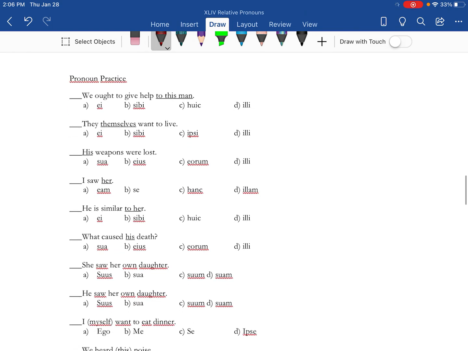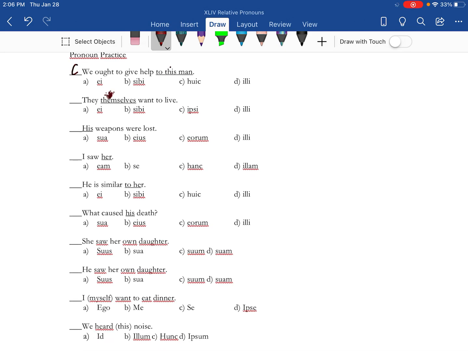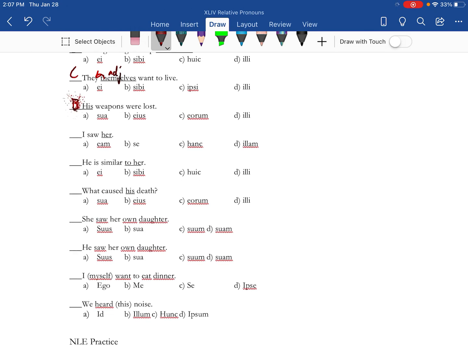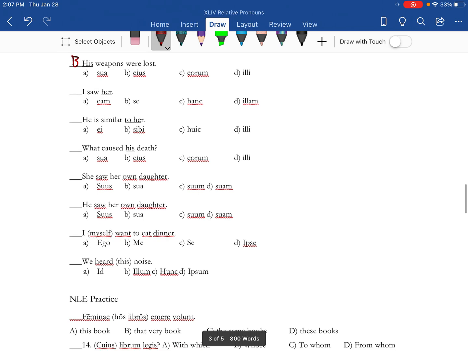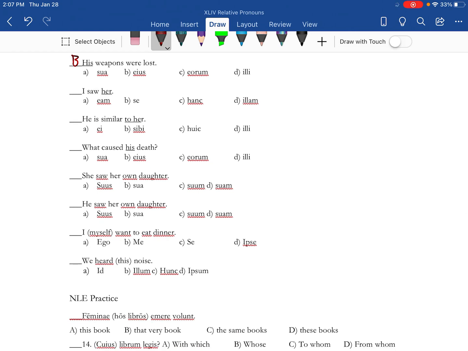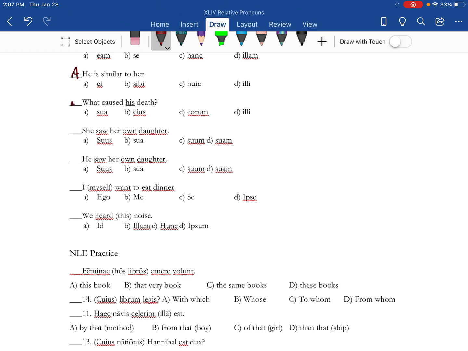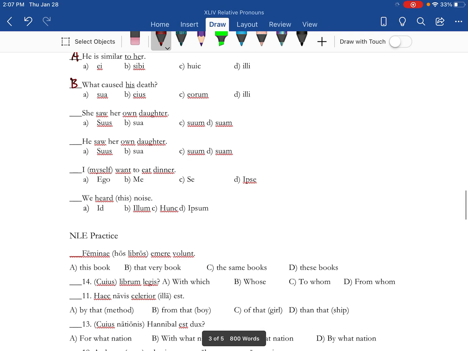Alright, now I've got some practice with the pronouns. This is the H words, so quick. They themselves. This is an adjective immediately after the subject. It's an intensifier. His weapons, possessive, genitive, B. I saw her, accusative, not reflexive. He is similar to her. Dative, regular pronoun. What caused his death, possessive pronoun, B.